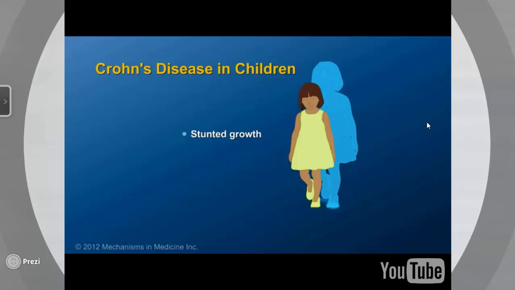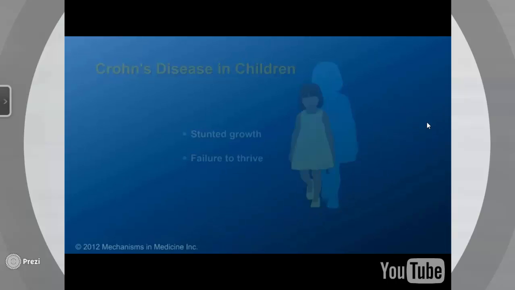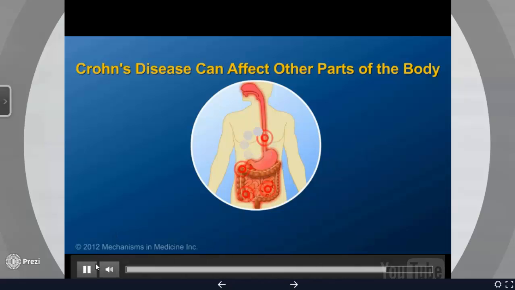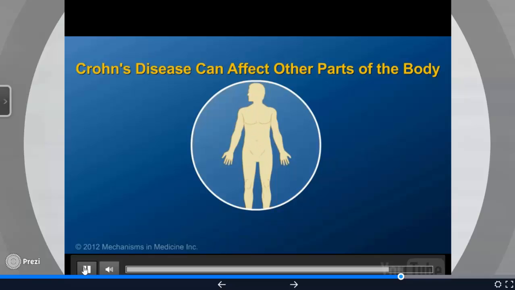In children, Crohn's disease may result in stunted growth and a failure to thrive, even if GI symptoms are not present. In addition to symptoms involving the GI tract, Crohn's disease can affect other parts of the body.